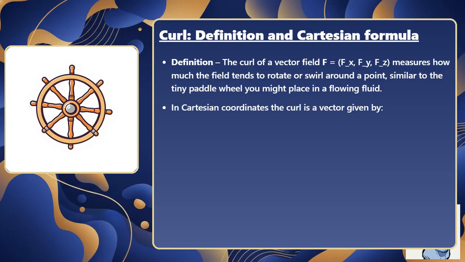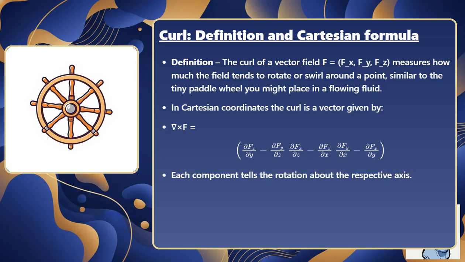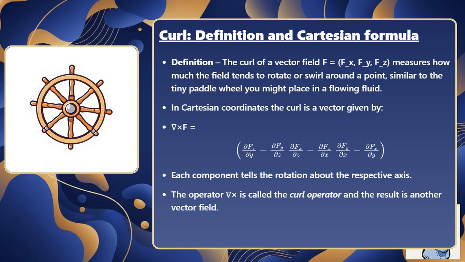In Cartesian coordinates, the curl is a vector given by del cross F equals a column vector with three components: partial derivative of F_z with respect to y minus partial derivative of F_y with respect to z. Second component, partial derivative of F_x with respect to z minus partial derivative of F_z with respect to x. Third component, partial derivative of F_y with respect to x minus partial derivative of F_x with respect to y. Each component tells the rotation about the respective axis. The operator del cross is called the curl operator, and the result is another vector field.